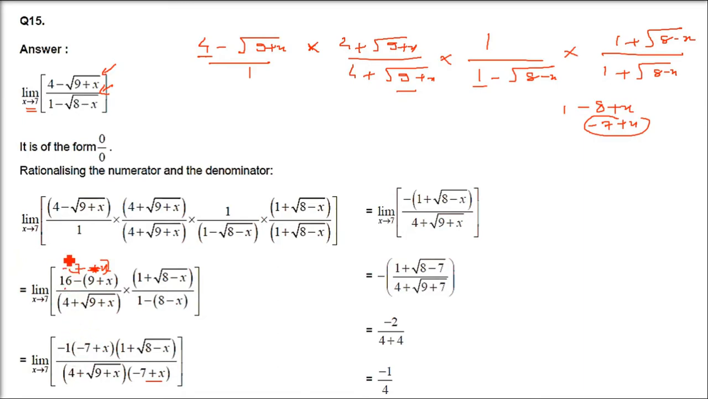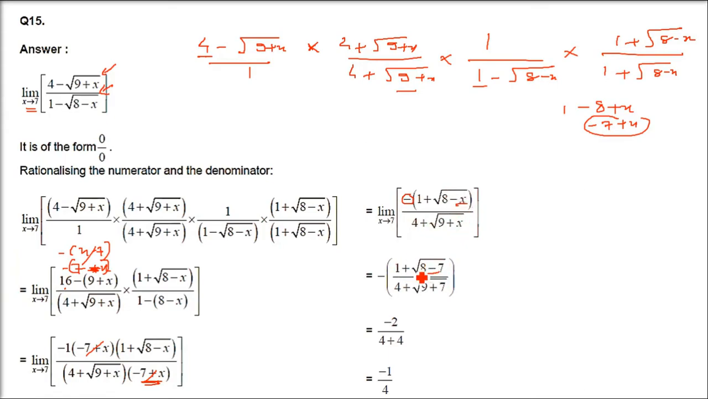Negative has to come, so I am taking negative common. x minus 7 will be there, and x minus 7 can be cancelled. So you have minus 1 remaining. Then we have 1 plus under root 8 minus x by 4 plus under root 9 plus x. Now negativity is already there, so now we have no problem.